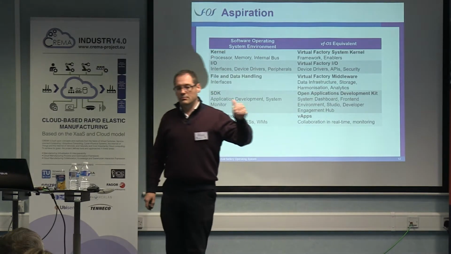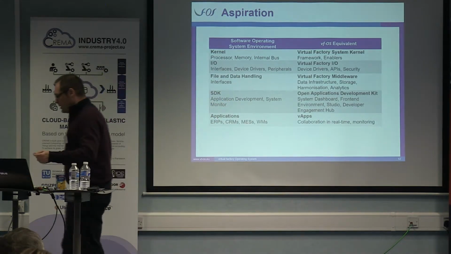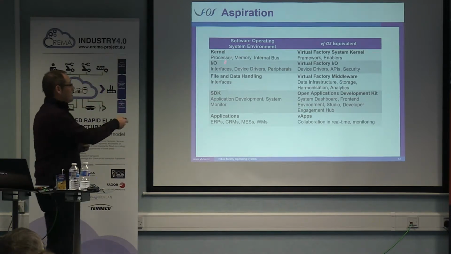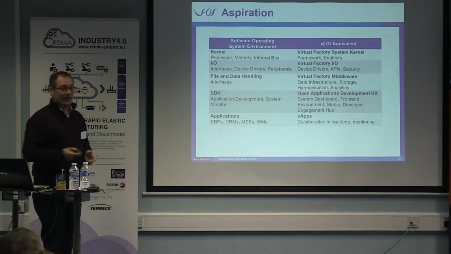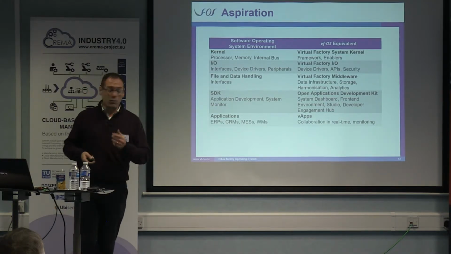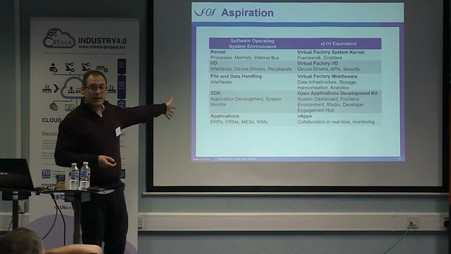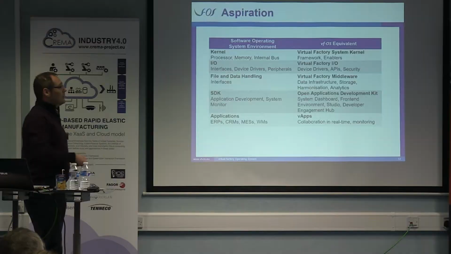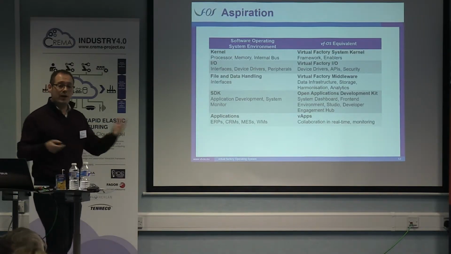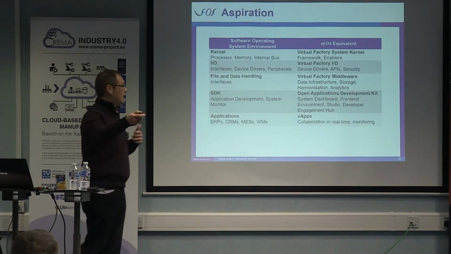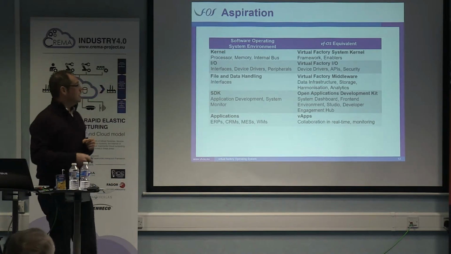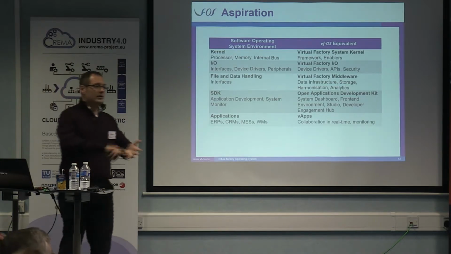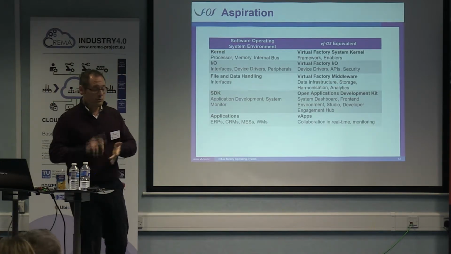Coming back to the OS analogy, in an operating system we have the kernel, input and output, file and data handling. We also have the SDK, and finally applications. Similarly, we have the same in BFOS. We have the virtual factory system kernel, which is formed by the BFOS framework and the enablers coming from the FIWARE environment. The virtual factory input and output, which is drivers, APIs, and security, which is really important.